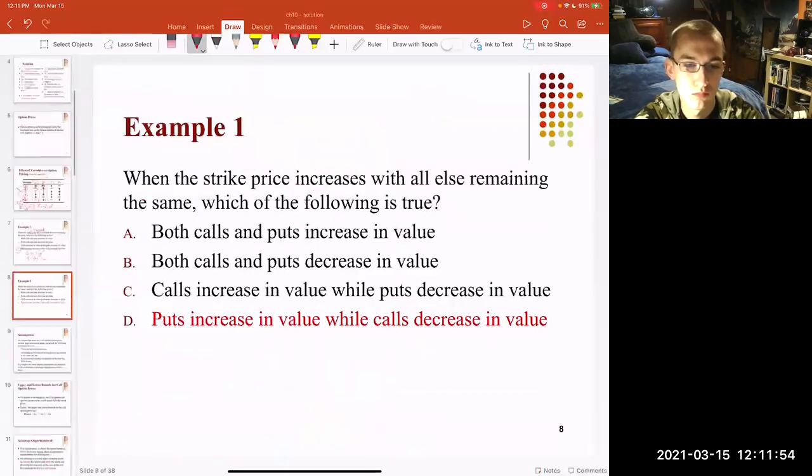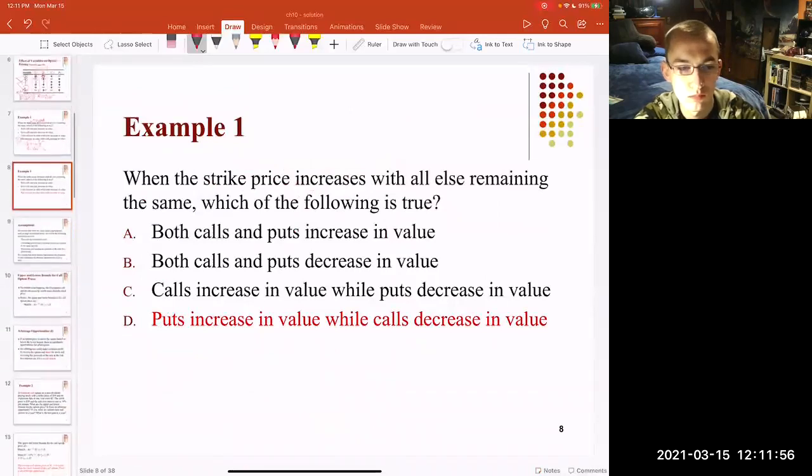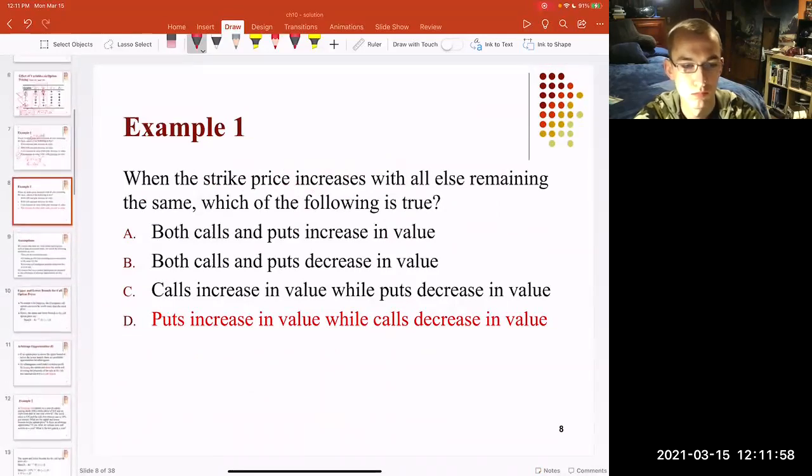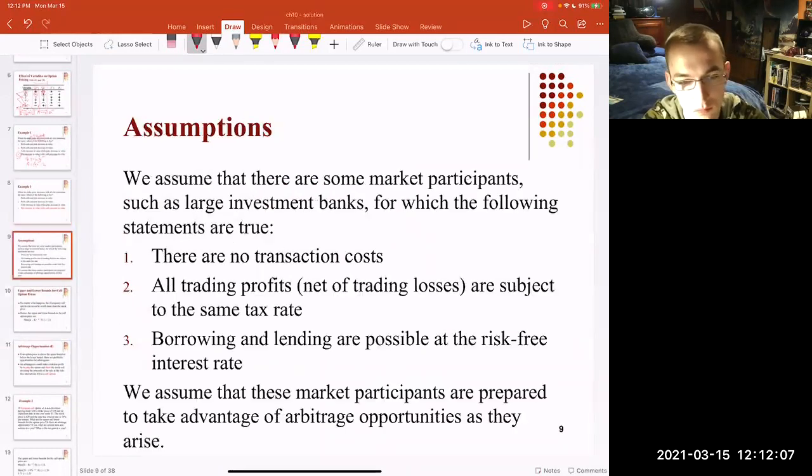So that's the example I showed you about the factors affecting the option price. Next, we're going to talk about the option price lower bound and upper bound. Lower bound and upper bound, which talk about the minimum value and the maximum value.